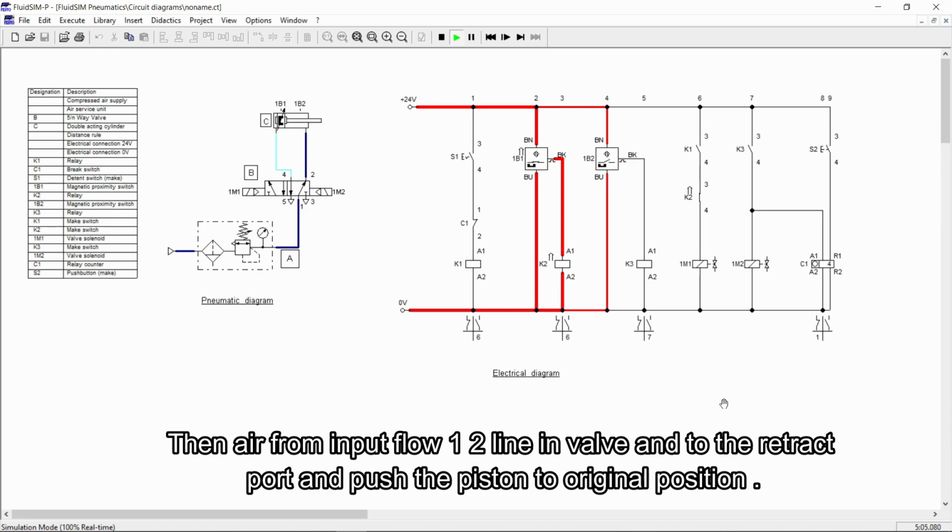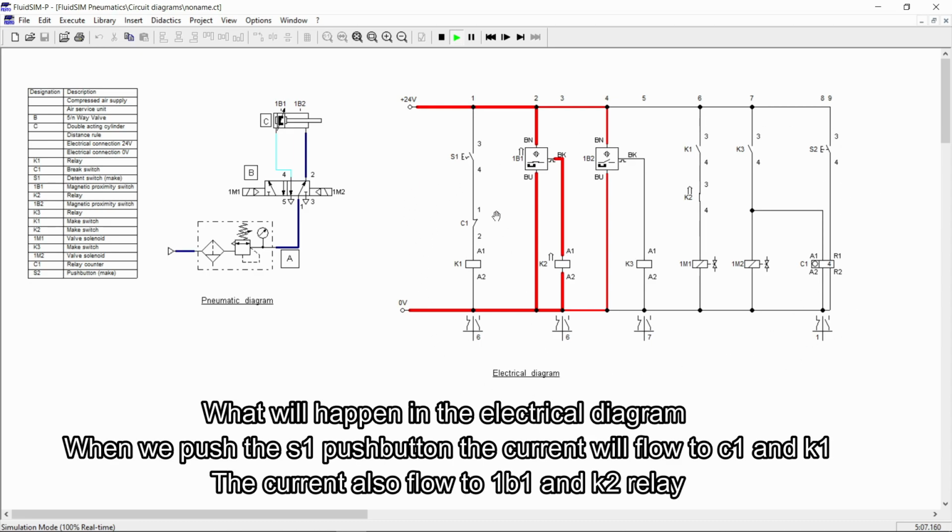Okay, I will explain what happened in this electrical diagram. When we push the S1 push button, the current will flow to the C1 and to the K1. The current also flows to 1B1 and to the relay K2.